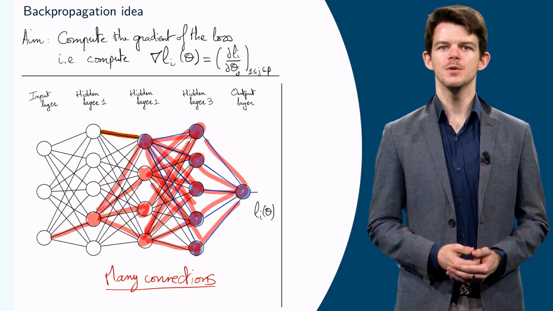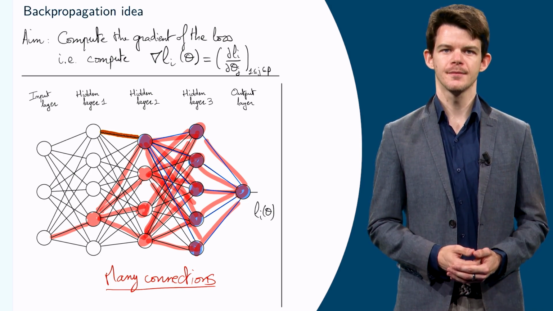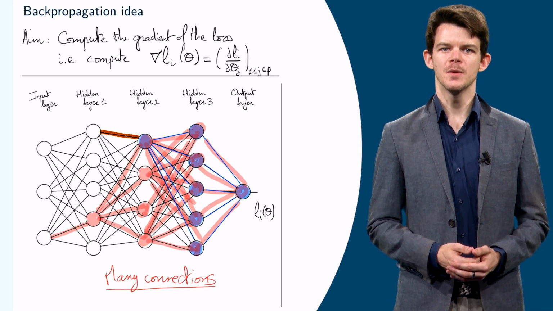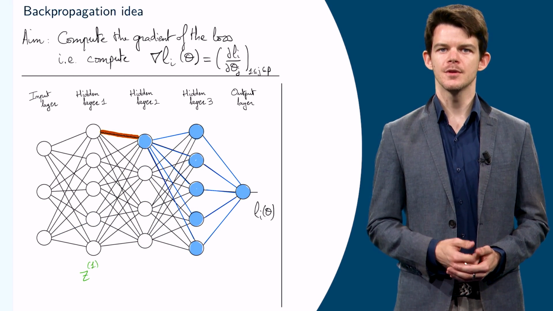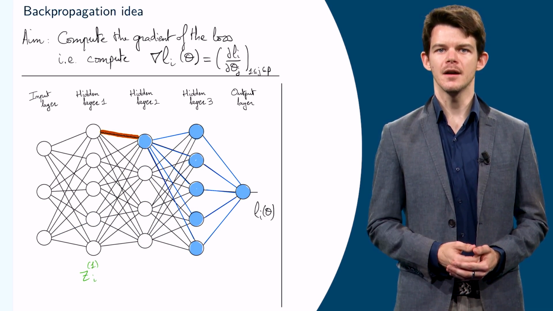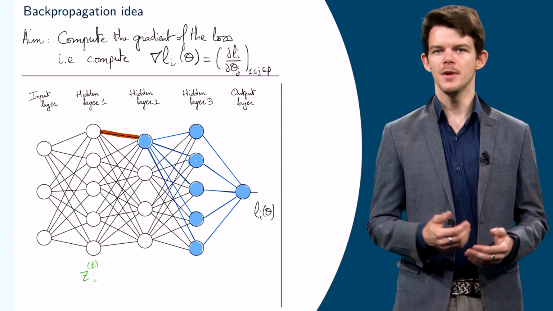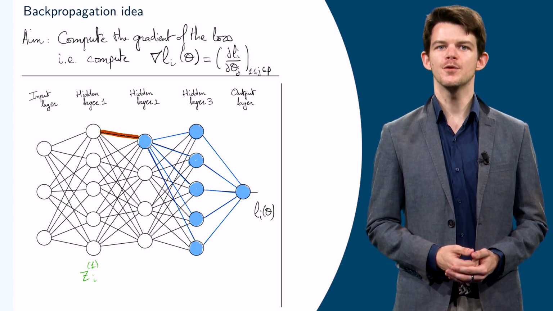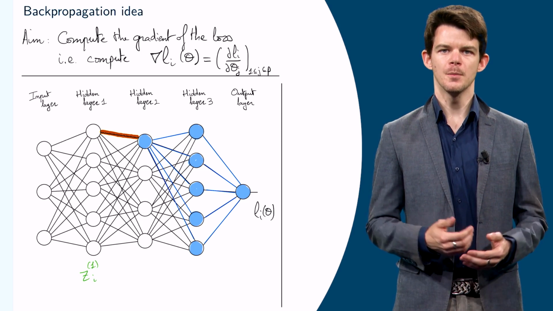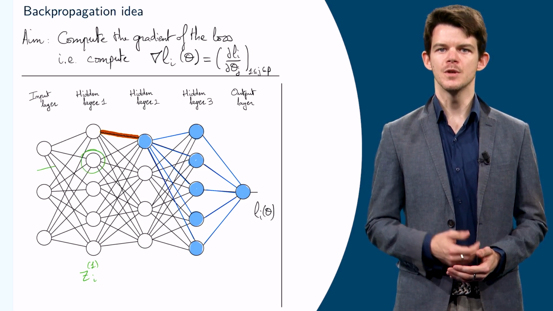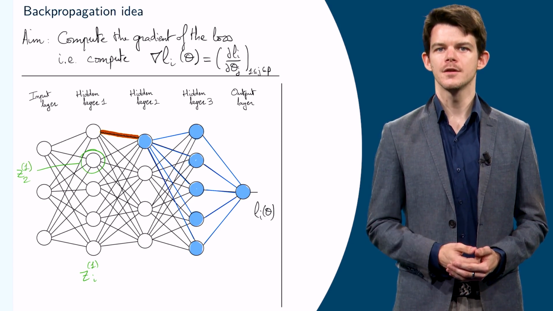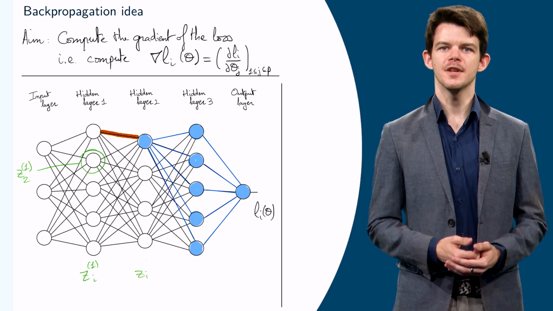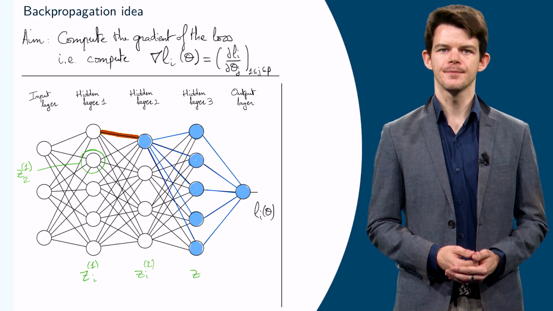Instead, we are going to use the backpropagation algorithm. To describe the backpropagation algorithm, let me introduce some notations. We call Z the input, the linear combination, of a generic neuron, and Z1i the input, again the linear combination, of the ith neuron in the first hidden layer. For example, the input of this neuron, which is the second neuron in the first hidden layer, is Z12. We adopt the same notation for the other layers.